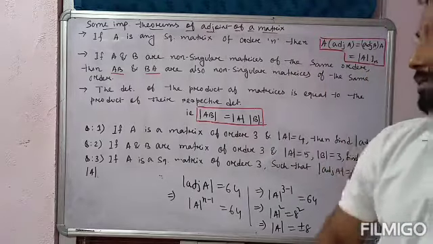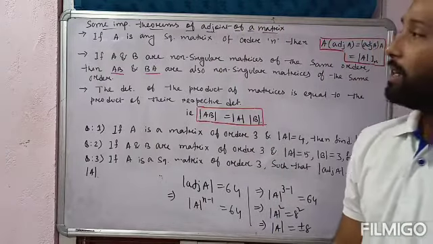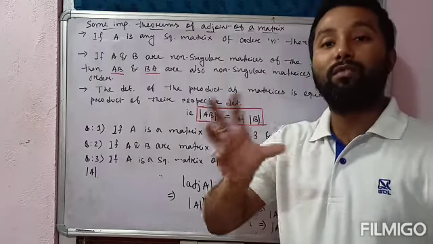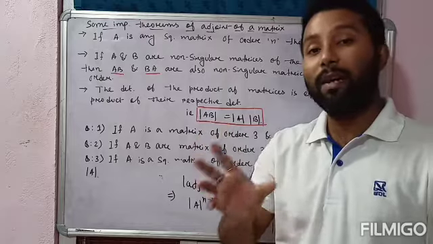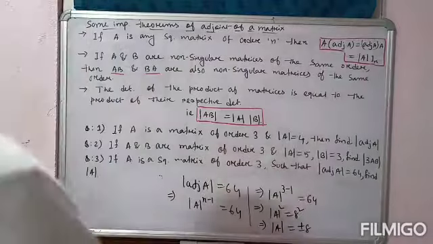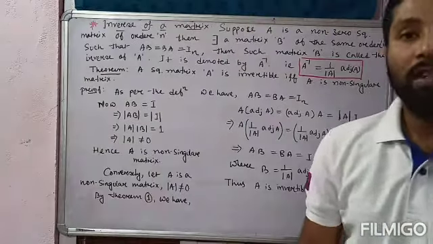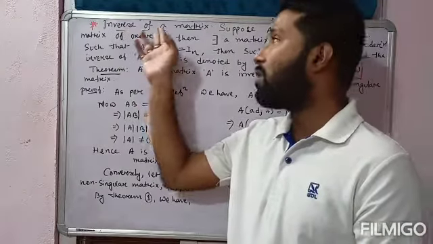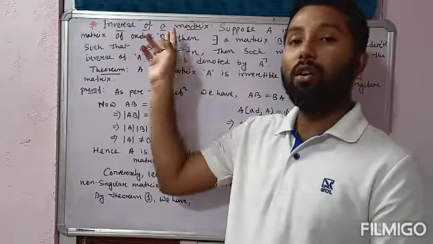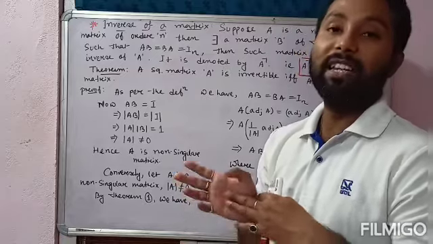And these are some theorems related to adjoint of a matrix. Okay, so now I am going to discuss the next part, that is the inverse of a matrix. How to find the inverse by using the concept of adjoint of a matrix. So now let's see the inverse of a matrix. After adjoint of a matrix, now I will discuss the inverse of a matrix. So how to find the inverse of a matrix?